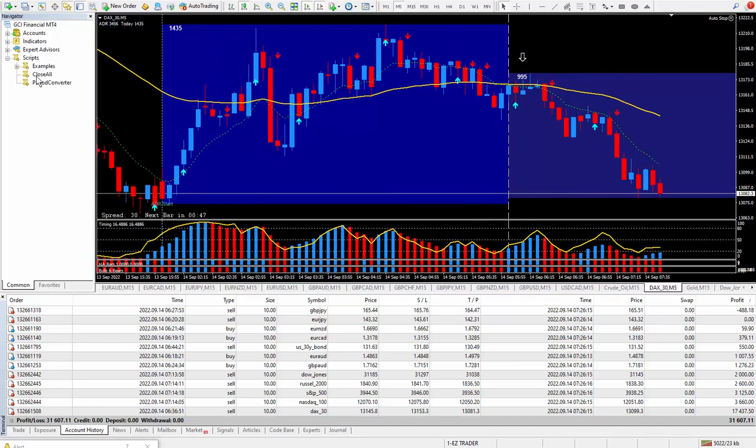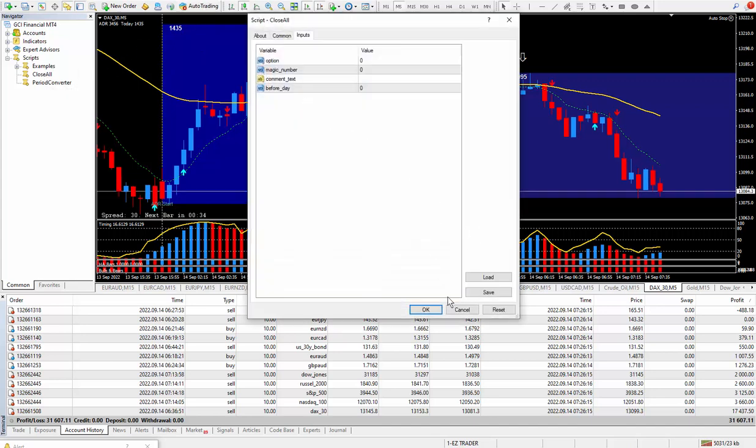Here it is right here. It's a script called close all. All you have to do is make sure the smiley face is turned on by clicking this button right here. All you do is you click on this and just press OK. Everything shuts down with one click of the mouse.